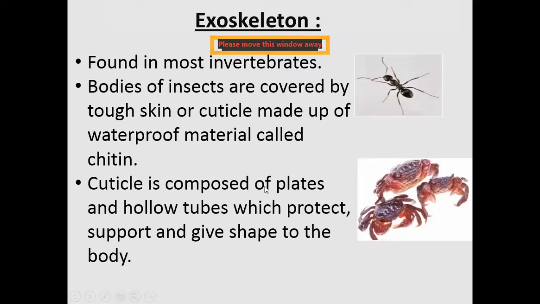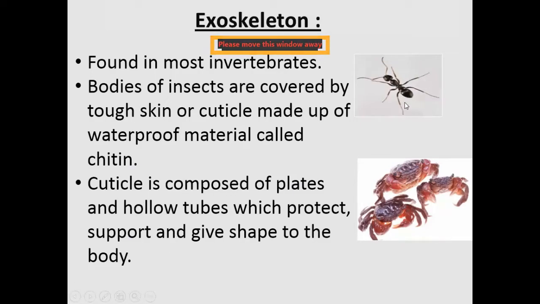Cuticle is composed of plates and hollow tubes which protect, support and give shape to the body. What is the composition of a cuticle? Cuticle is composed of plates and hollow tubes. Hollow means the tubes are empty inside, and they protect and support and give the shape of the body. It means an insect's body shape is because of a cuticle having plates and hollow tubes.